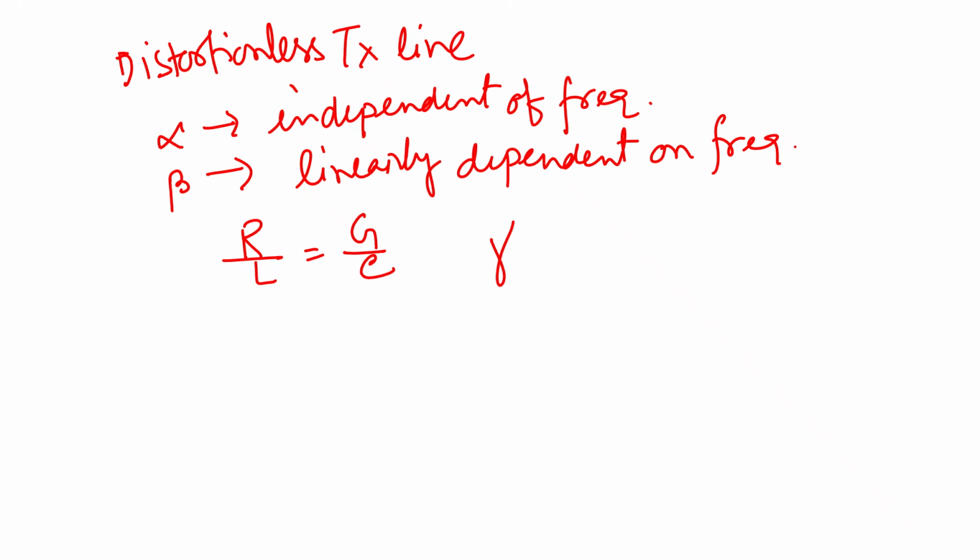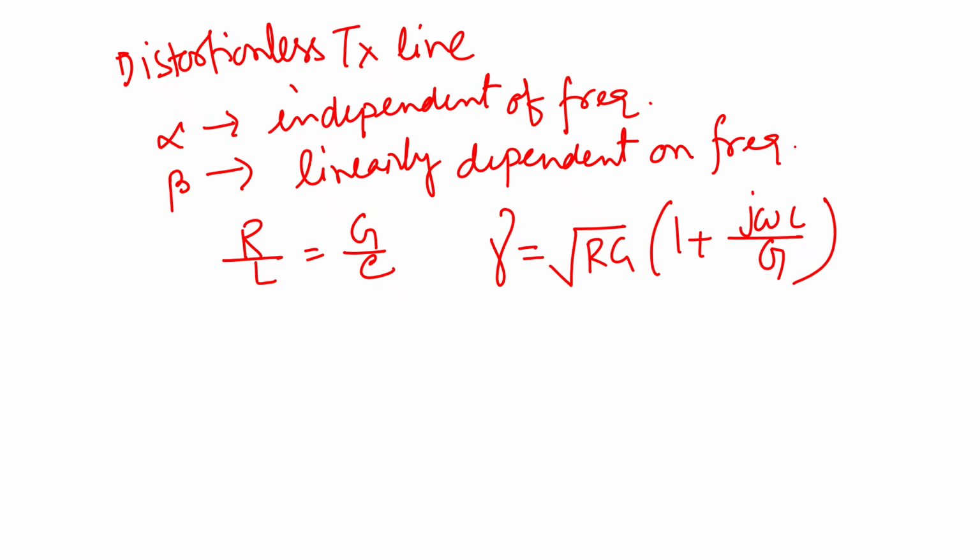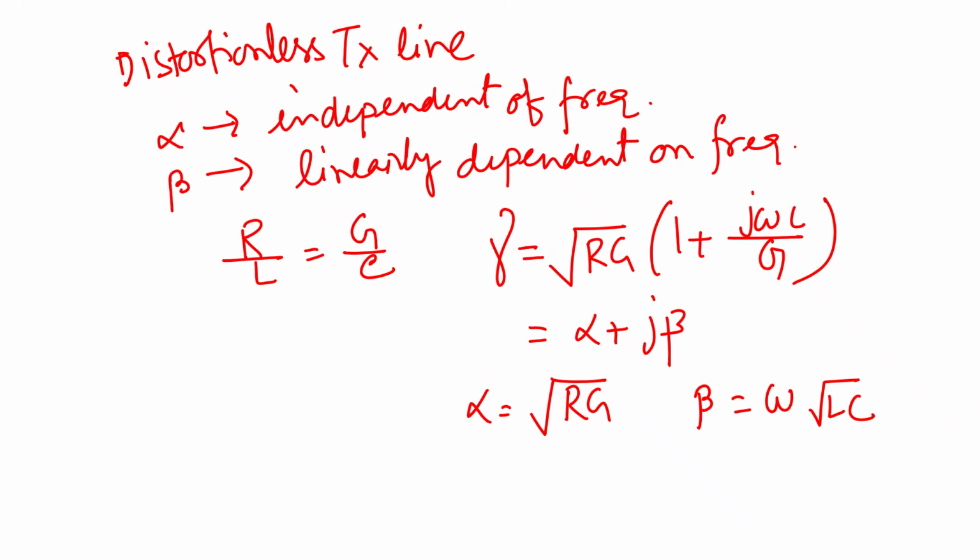So for such a transmission line, the value of gamma can ultimately be obtained as square root of RG into 1 plus j omega C divided by G. If we equate it with alpha plus j beta, what we get is alpha as square root of RG, and beta as omega under root LC. So you can see alpha is independent of frequency, and beta is dependent on frequency because of the presence of this omega term.